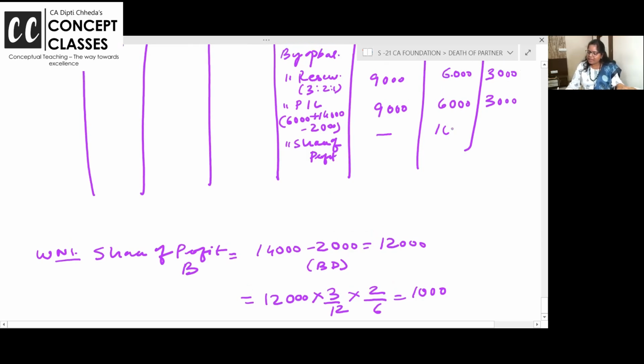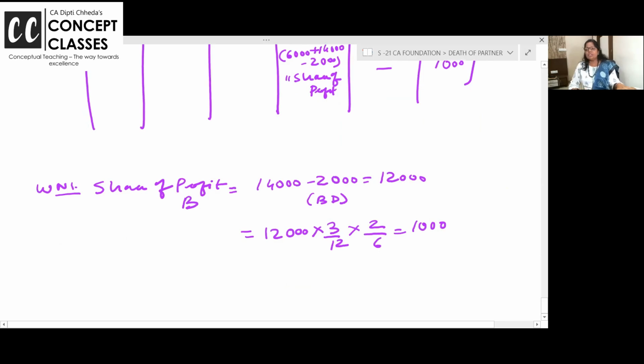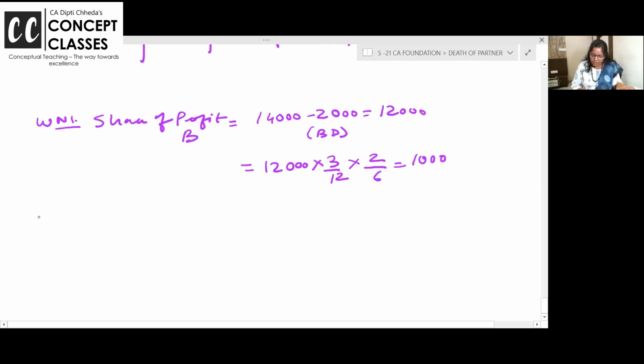Whom will we give it to? B. Clear to all of you or not? 1,000 is the profit, give it to B. Now, his account is settled. Bad debt we have done. Goodwill calculation. Okay.